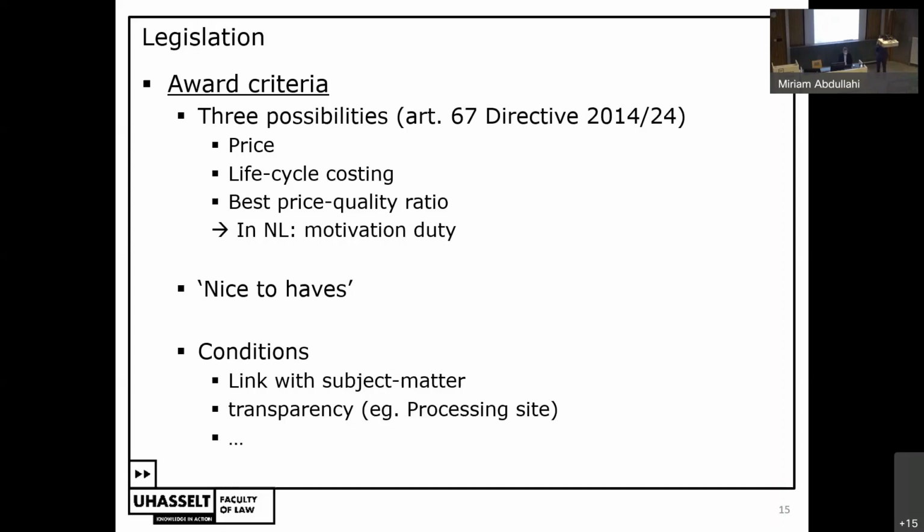Now, in the Netherlands, just a sidestep, there is a motivation duty. So they say, in general, you have to use best price quality ratio. If you want to use life cycle costing or solely the price, you have to motivate it. There has been some critique on it in the Netherlands, since life cycle costing is also very sustainable if you can do it. But more about that on the next slide.